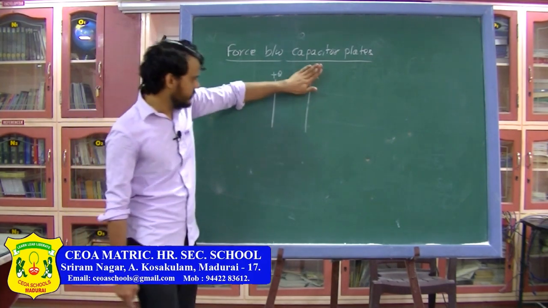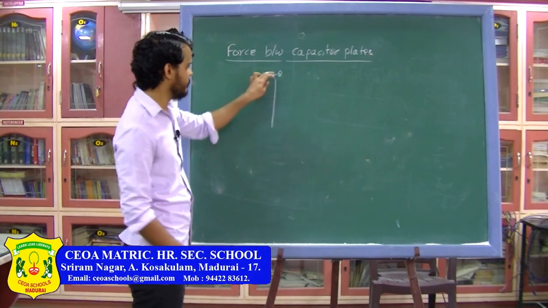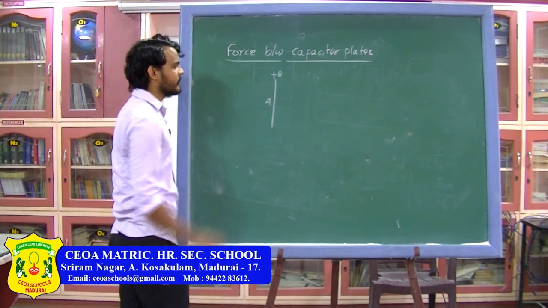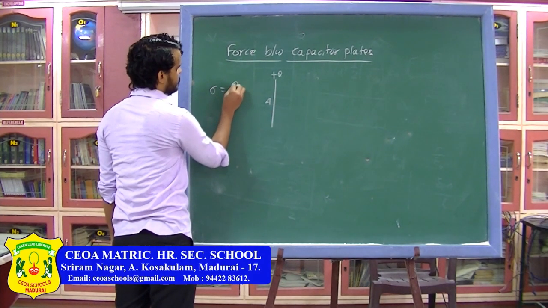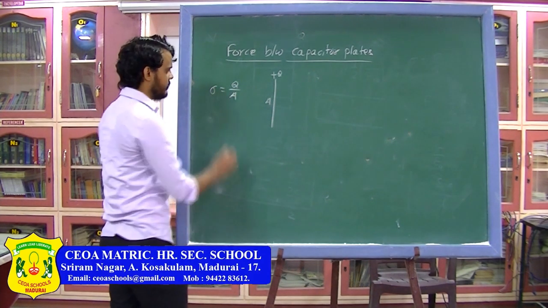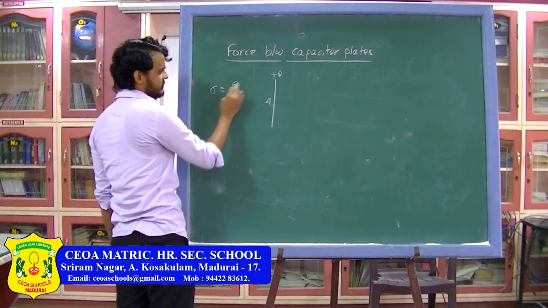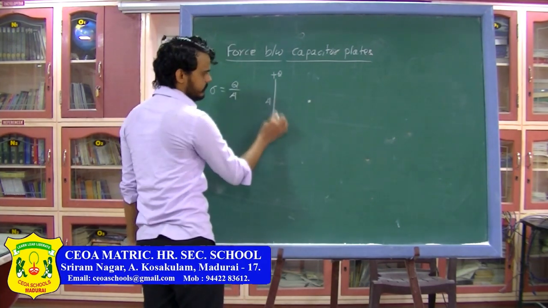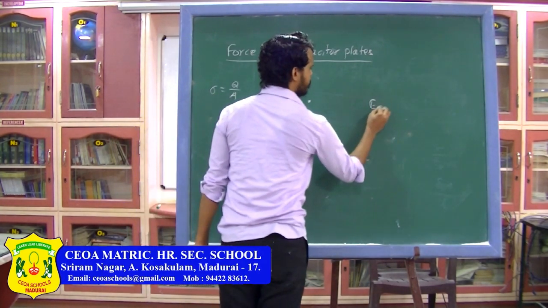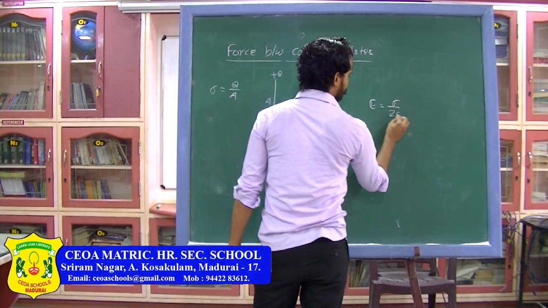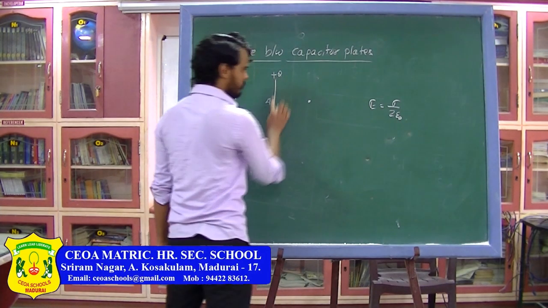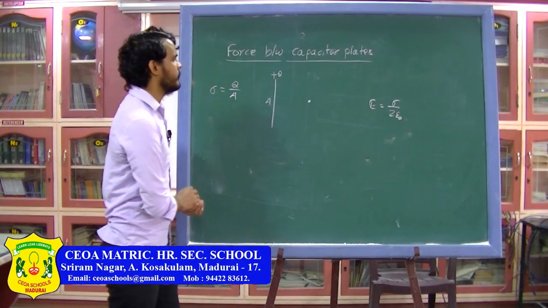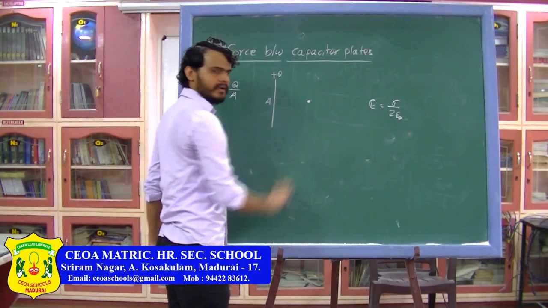Now if I assume this plate is not there, and only one single plate is there with charge q and area A, then I can write the charge density as sigma equals q divided by A. At this point, the electric field due to this plate will be sigma by 2 epsilon naught. Again remember, this is the electric field due to one single plate. The net electric field between the capacitor plates is sigma by epsilon naught.